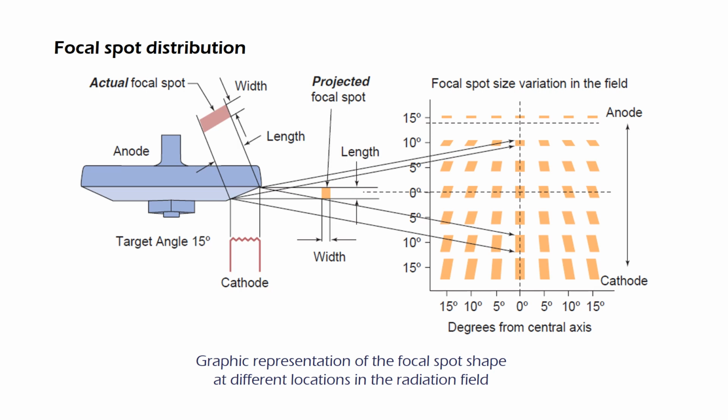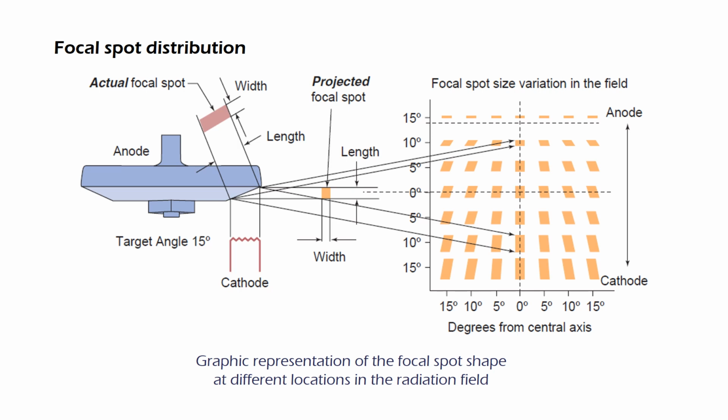The effective focal spot length varies with the position in the image plane in the anode-cathode direction. Toward the anode side of the field, the projected length of the focal spot shortens, whereas it lengthens towards the cathode side of the field. The width of the focal spot does not change appreciably with position in the image plane.